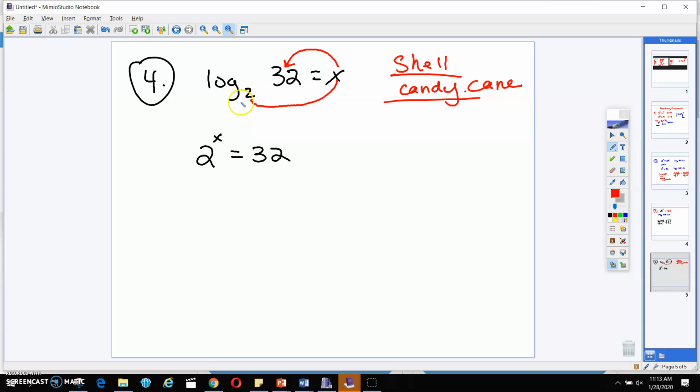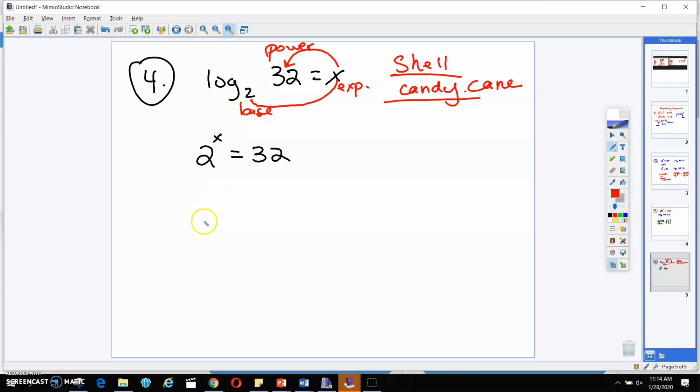Okay, so we're going to start at the base. We're going to go to our exponent. And then we finish with our power over here. Okay? So that's how you write it in exponential form. So you write your base. You write the exponent, which is x. And then you write this number over here. We haven't solved for it yet. We are just putting it in exponential form.